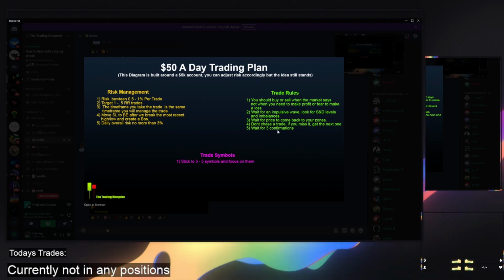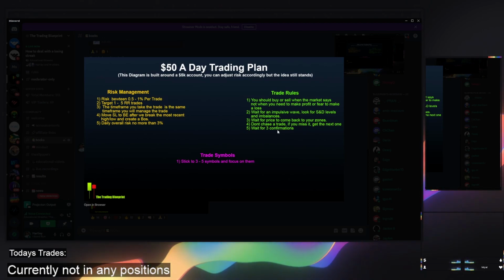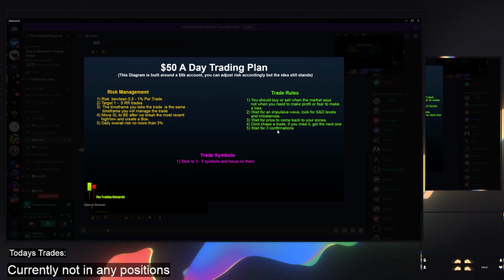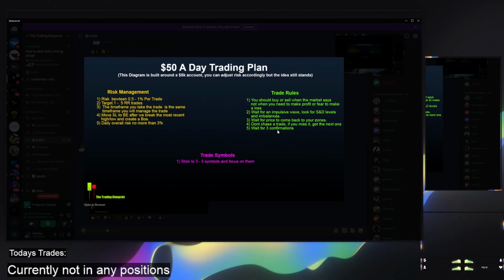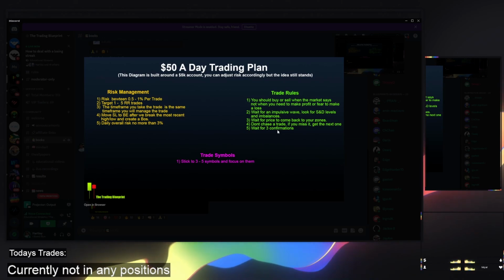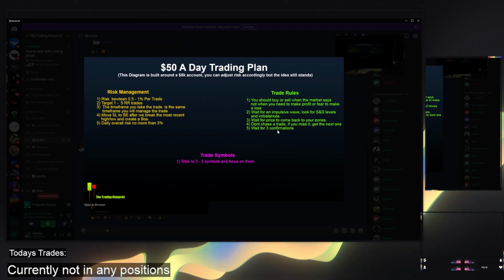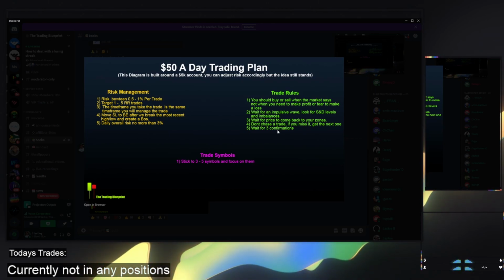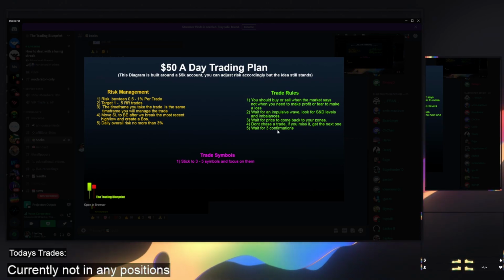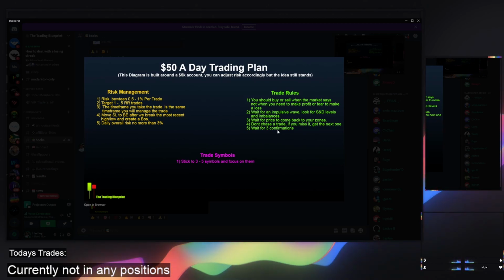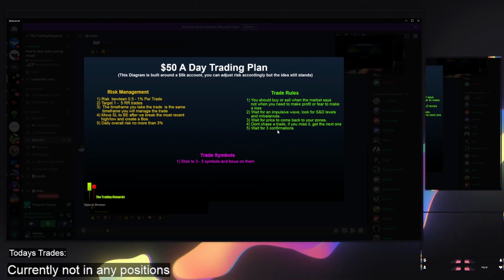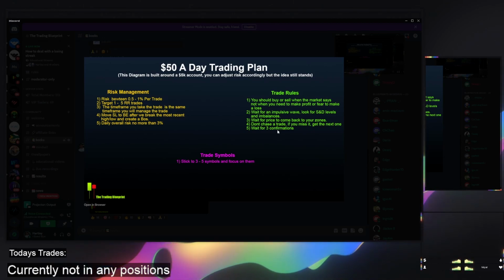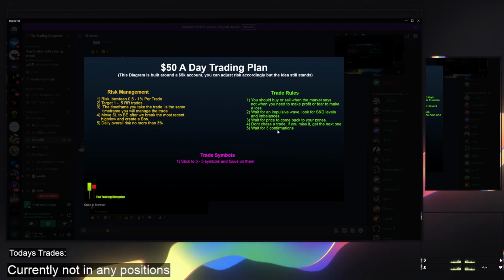3 confirmations could be supply level, Fibonacci, and break of structure or change of character. There's your 3 confirmations. Or you can use point of control, supply level or demand level, and candle structure. That's 3 confirmations. As long as you have 3 confirmations, you can take the trade. Do not take the trade if you do not have 3 confirmations.